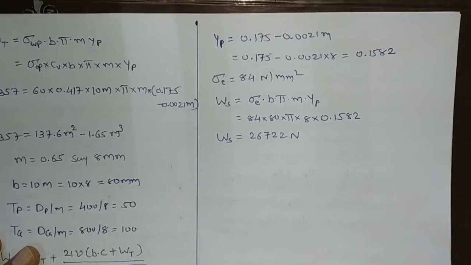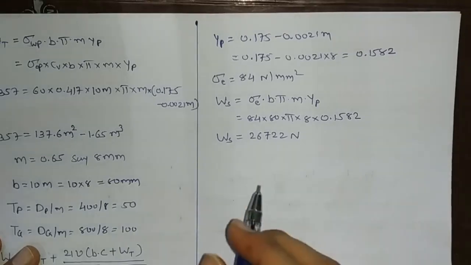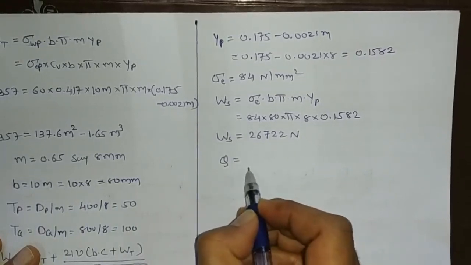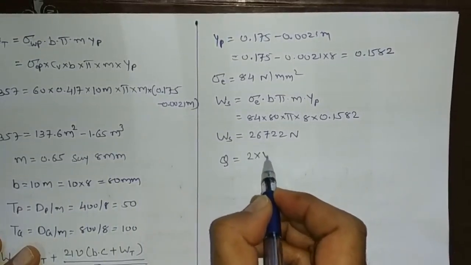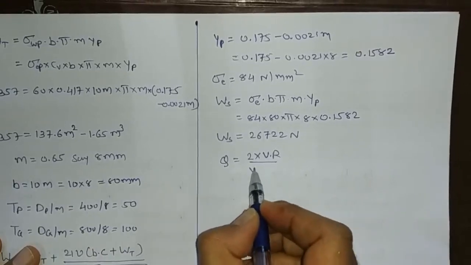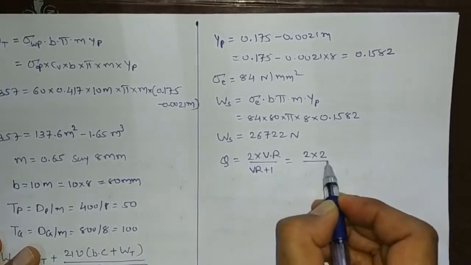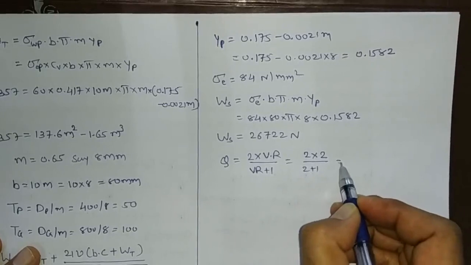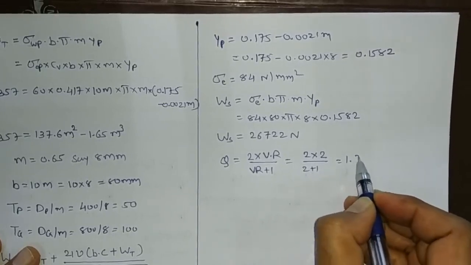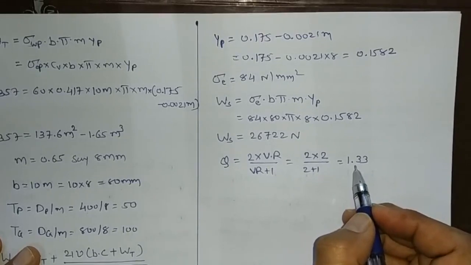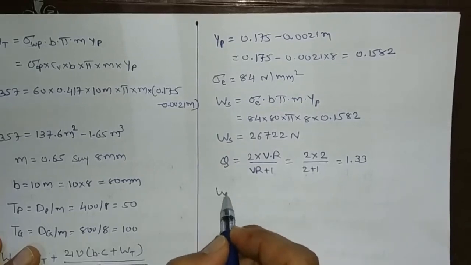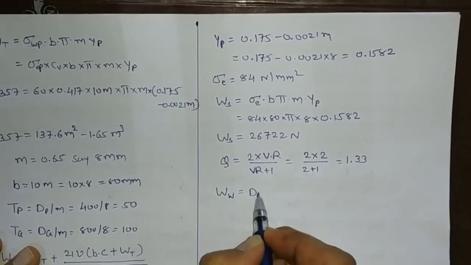Now we have to find the wear load. We know that the wear load WW is equal to dP into B into Q into K. First of all we have to find the ratio factor Q. Q is equal to 2 into VR by VR plus 1. Velocity ratio is equal to 2, therefore 2 into 2 by 2 plus 1. So ratio factor Q is equal to 1.33.